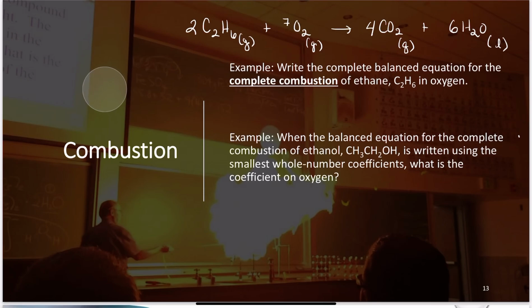Okay, next example. When the balanced equation for the complete combustion of ethanol, CH3CH2OH, is written using the smallest whole number coefficients, what is the coefficient on oxygen? So I've got ethanol.